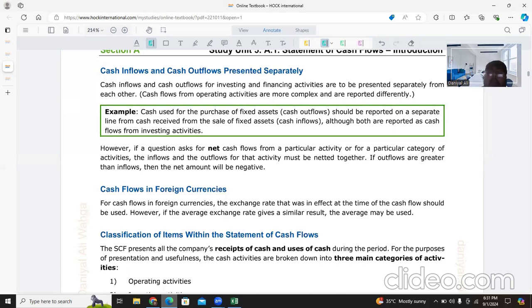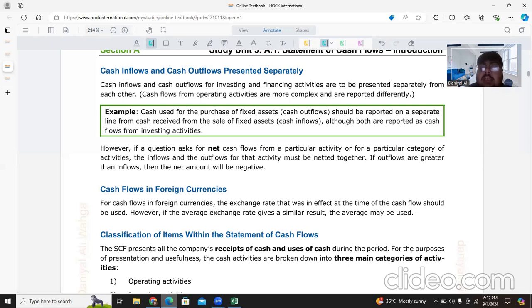Say you received cash in a foreign currency on 23rd December, and you exchange it on 14 or 15 January. What will be the foreign currency exchange rate? That's your question. Your standard says you use the exchange rate at the time of the cash flow. The cash flow occurred in December, so the exchange rate at that time would be used.